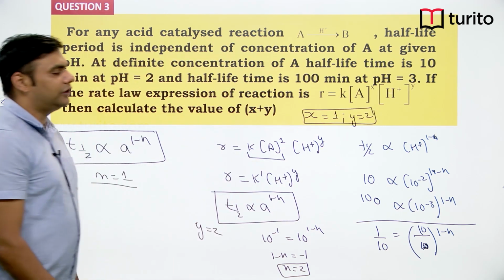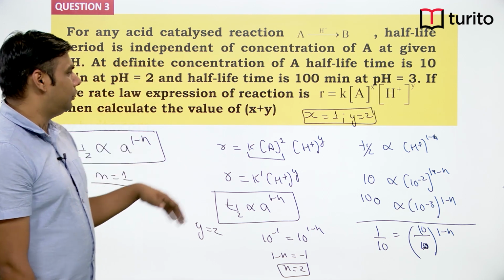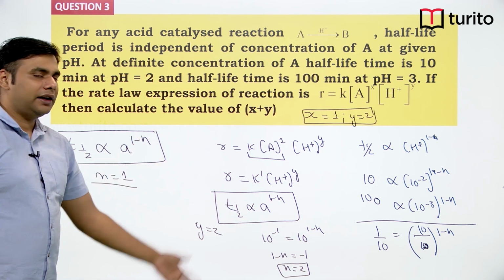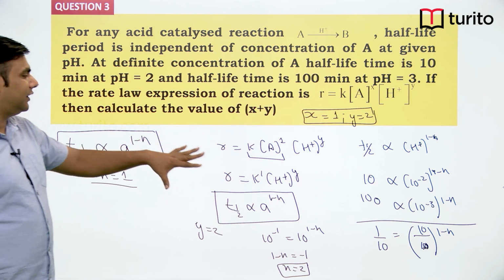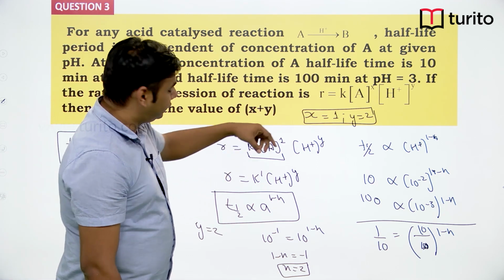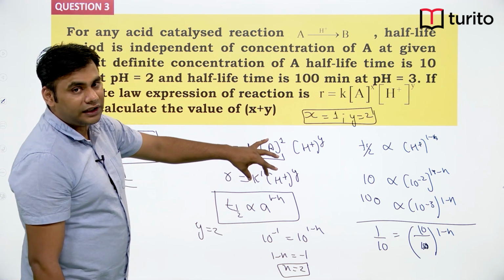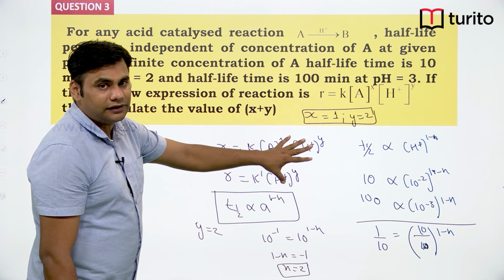Okay. So I hope this is clear to everyone. So basically you have to read the question properly. There are a lot of things that are directly given in the question only. Because it was saying that time period is independent of concentration of A, it means that it is first order with respect to A. Now at definite concentration means that this concentration is constant. So constant into constant is a constant. So we are replacing it with a constant K dash. So the order with respect to H plus is y.